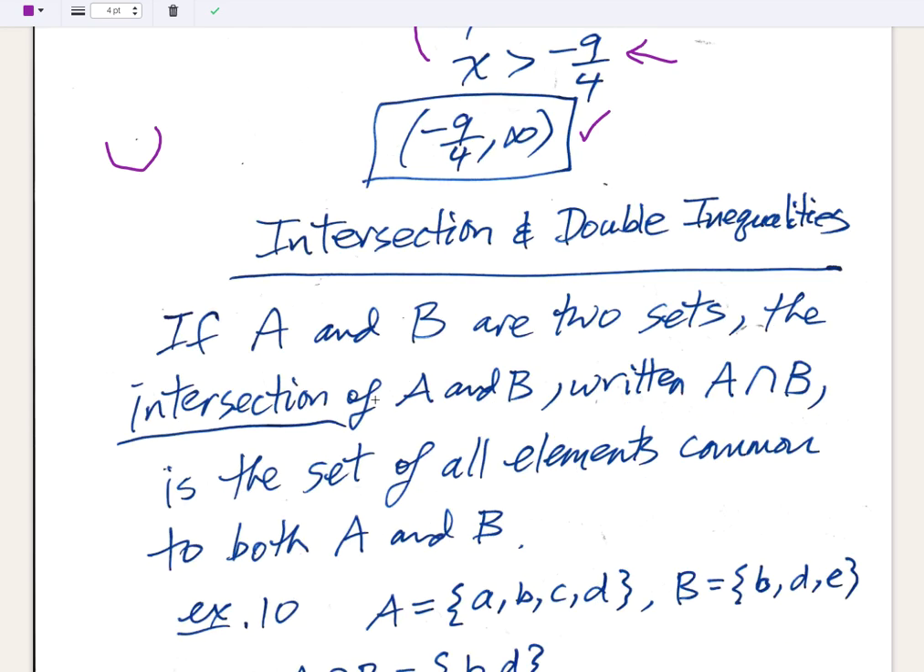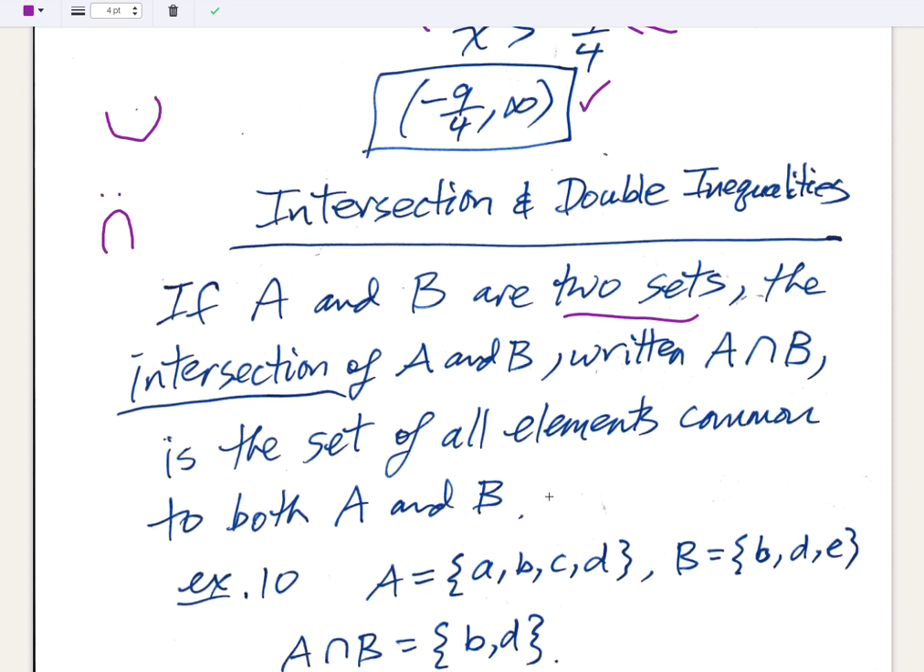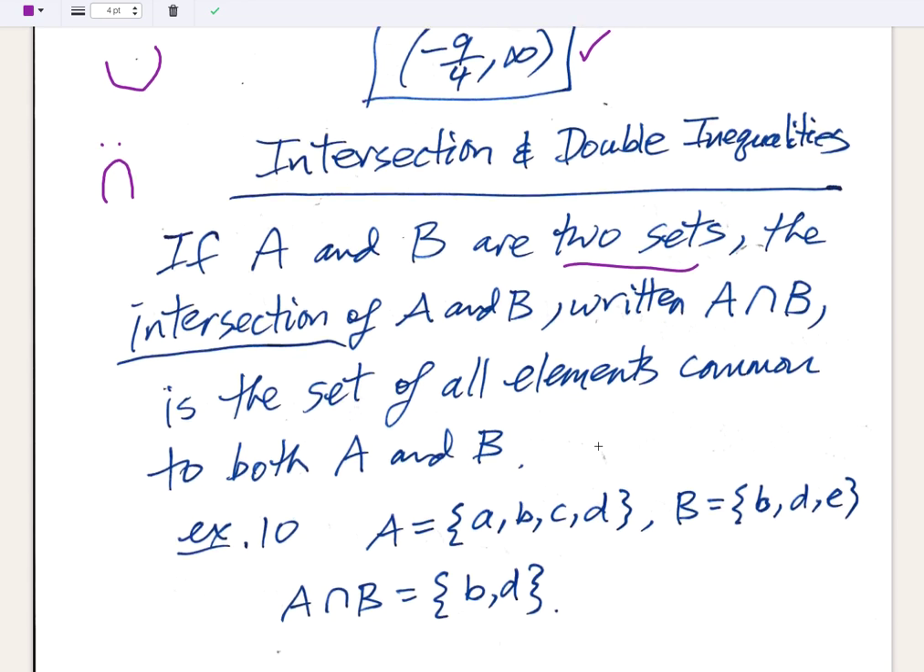I'm going to show you here. If A and B are two sets, they don't necessarily have to be numbers. They could be anything. What we call the intersection of A and B, written this way, notice it's upside down from the union symbol. It's turned over. It looks like a frowny face without eyes. It's written A intersection B, and it is the set of all elements common to both A and B. If you think about two roads intersecting, that means the part of the roads they have in common, right? So it's the set of all elements common to both A and B.